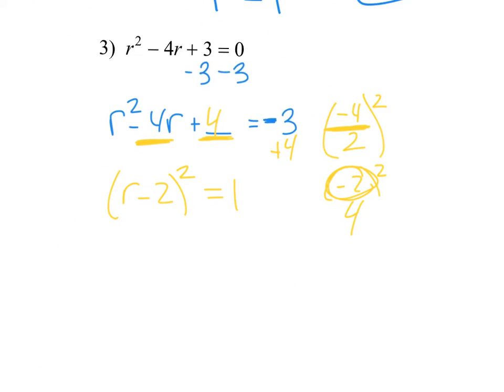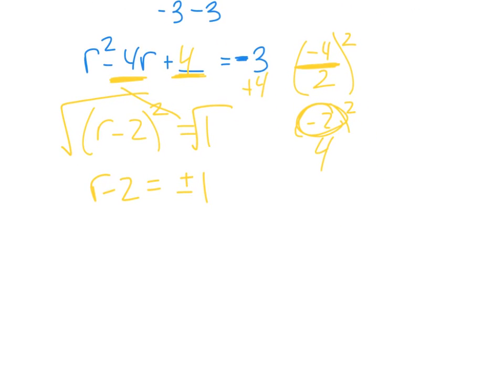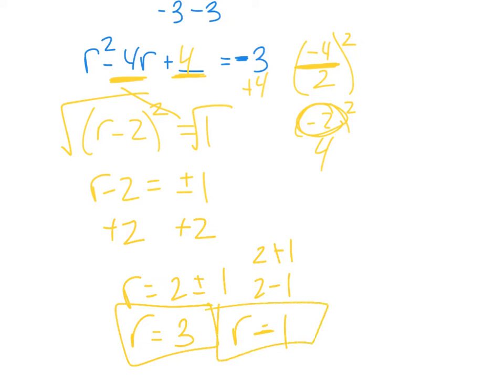So now I can quickly solve it. Take the square root, those cancel. R minus 2 equals plus or minus 1. Add the 2. R equals 2 plus or minus 1. So it's going to be 3, and it's going to be 1. Remember, I'm separating that out, 2 plus 1 and 2 minus 1. So those are my answers.